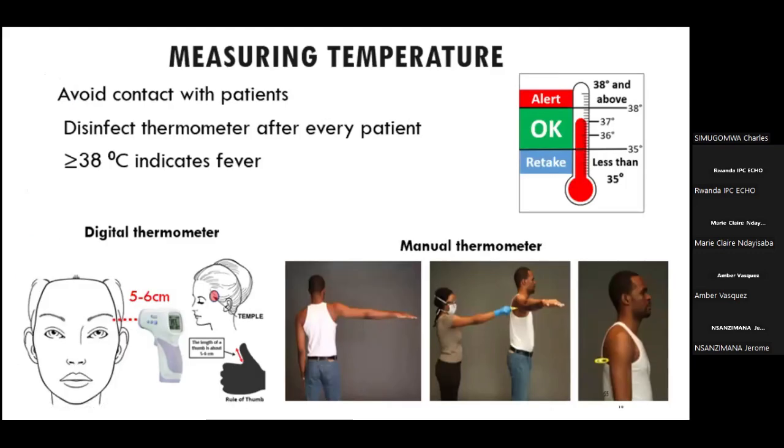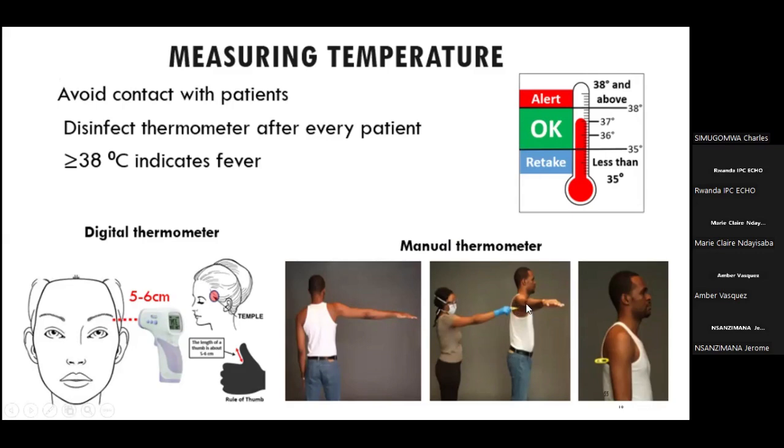So measuring the temperature can be done by infrared digital thermometer or manual thermometer. In the situation where we are using a digital thermometer, it is easy to keep 1 meter apart, and then it must be pointed at the level of the temples, leaving 5 to 6 centimeters. And remember, the screener must keep a distance of 1 meter between her or him and the person they are screening.